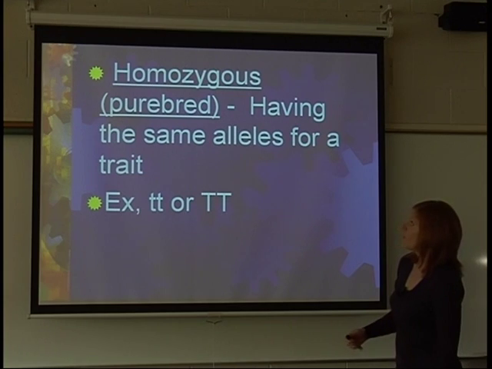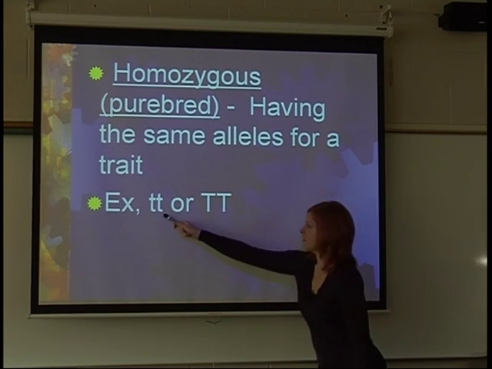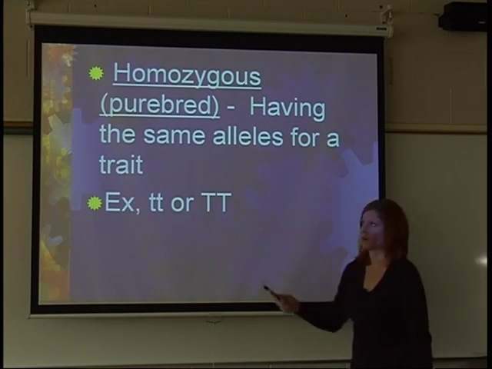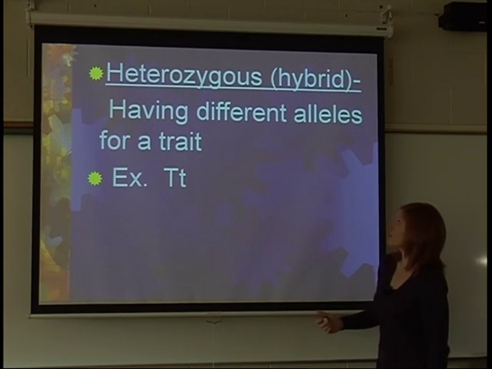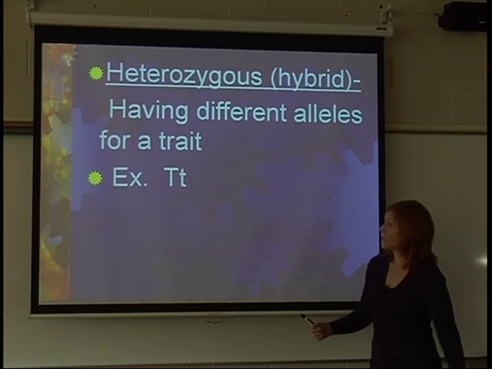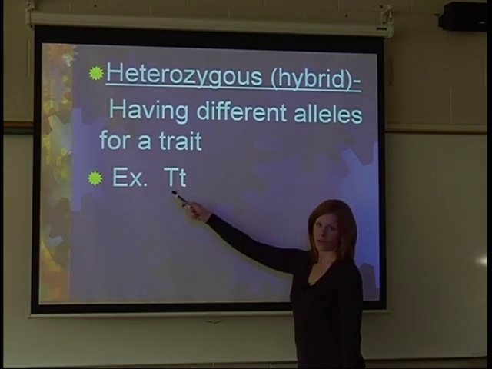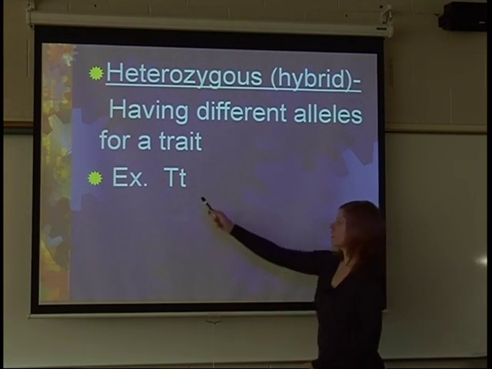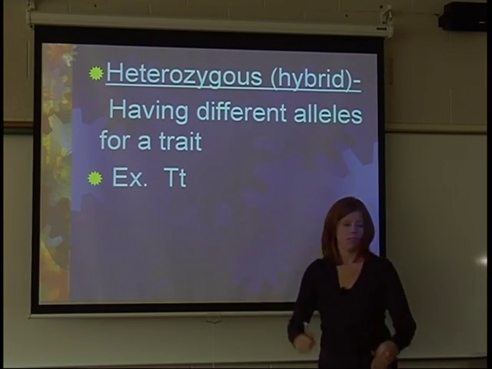We refer to something as homozygous or purebred if they have the same two alleles for their trait. So they could be purebred recessive or purebred dominant. But notice they're the same letters for each. So that is called purebred or homozygous. Heterozygous is also called hybrid, which means different. So hybrid would be having one dominant and one recessive for the trait. So when Mendel did his experiment, all of the offspring came out as hybrid, even though the parents had been purebreds.